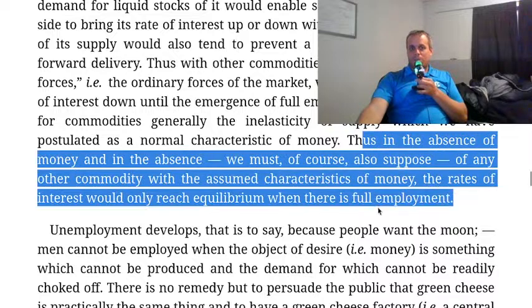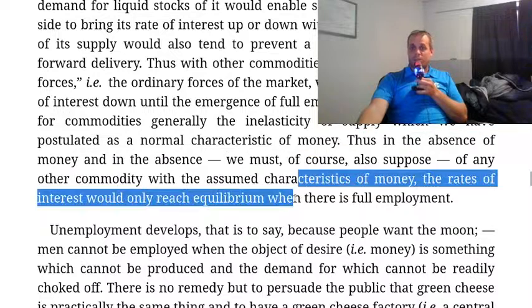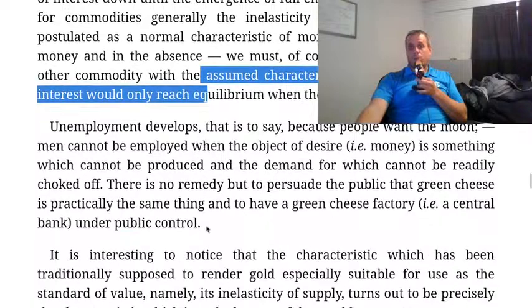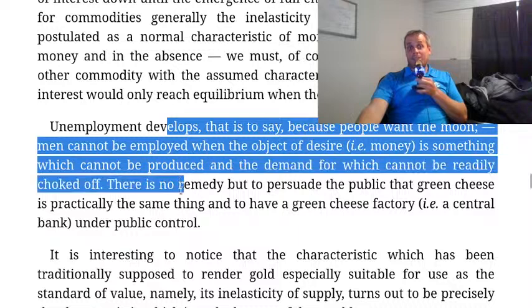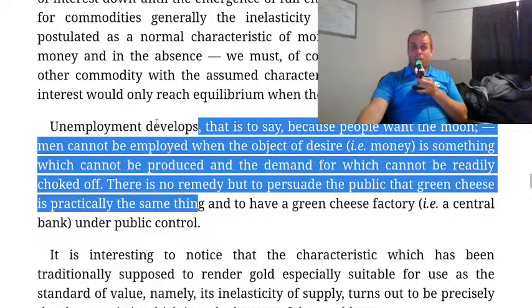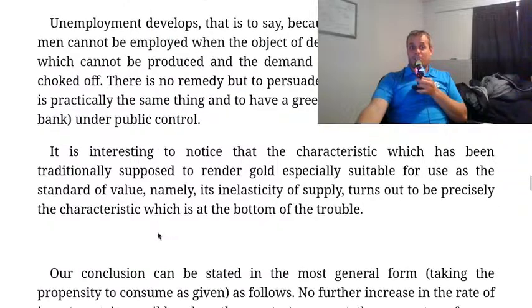Thus, in the absence of money, and in the absence, we must of course also suppose, of any other commodity with assumed characteristics of money, the rates of interest would only reach equilibrium when there is full employment. Unemployment develops, that is to say, because people want the moon. Men cannot be employed when the object of desire, i.e. money, is something which cannot be produced, and the demand for which cannot be readily choked off. There's no remedy but to persuade the public that green cheese is practically the same thing, and to have a green cheese factory, i.e. a central bank under public control.